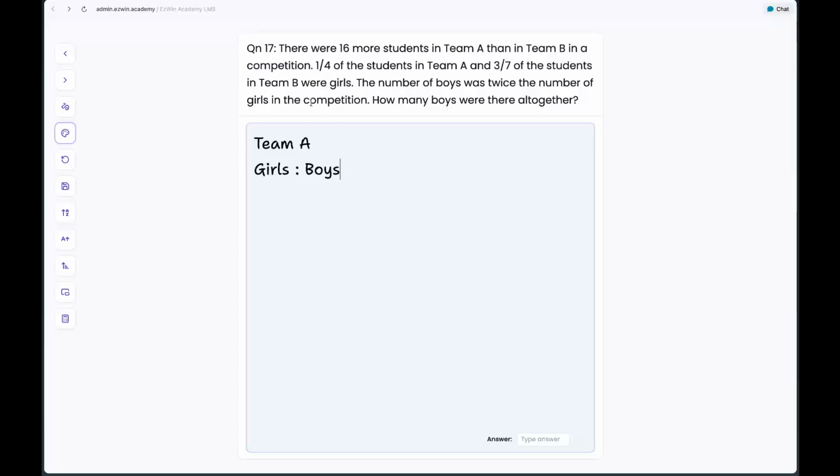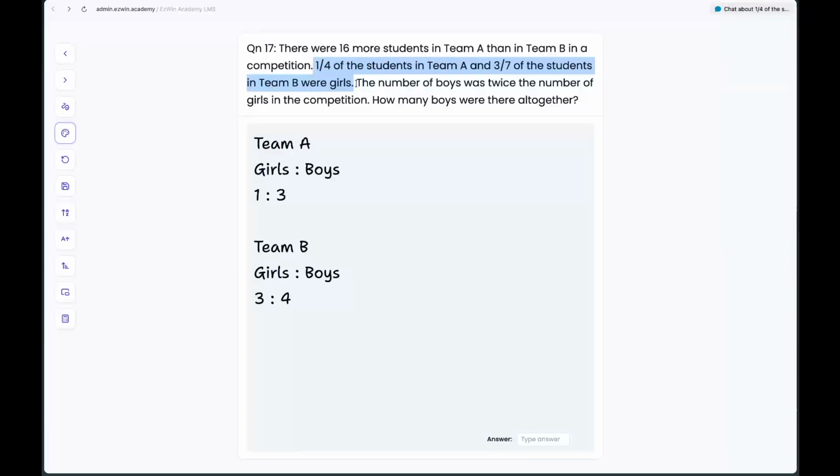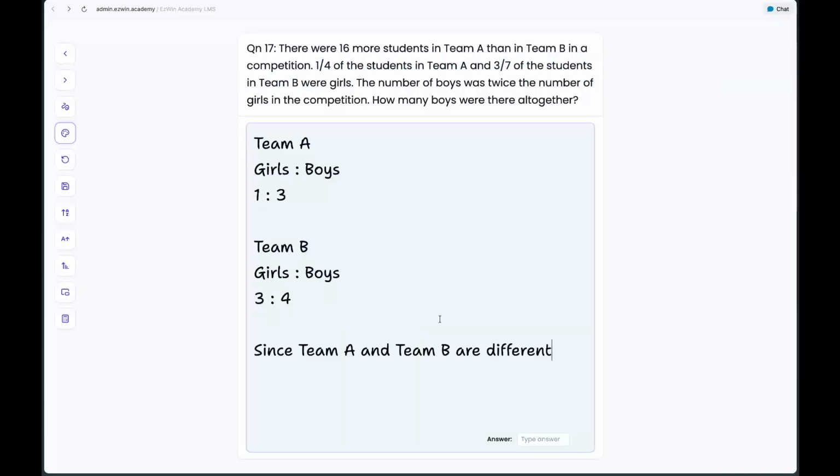Okay, so in this case for Team A, pretty straightforward. We just use the ratio to visualize a little bit easier. For Team A, since 1/4 of the students in Team A are girls, that means the boys will be 3 in this case. Then for Team B, since 3 out of 7 of them are girls, that means the boys will be 4, right? Pretty straightforward. However, do not get confused that these two teams have the same number of students. They are different.